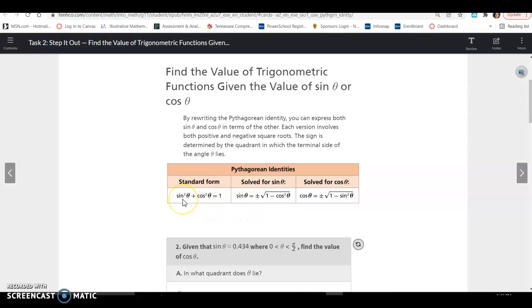So if we solve for sine, you're going to subtract cosine squared of theta and then take the square root of both sides to get rid of the squared term. So sine of theta equals plus or minus the square root of 1 minus cosine squared of theta. This is equivalent to this right here. It's just solved for sine. Same thing if we solve it for cosine. If you solve for cosine, you would subtract sine squared of theta and then take the square root of both sides. Okay, remember when you take the square root, you get a plus or minus. So the Pythagorean identities can be written in these three ways.